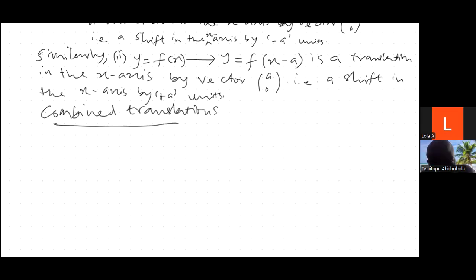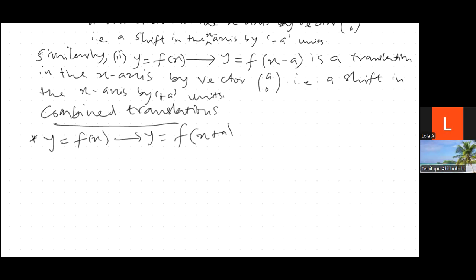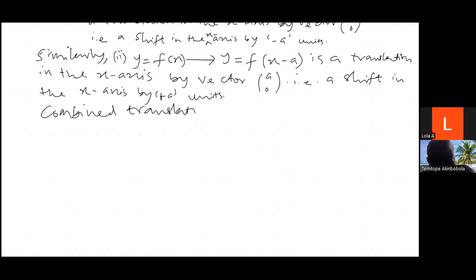The first one, y equals f of x, transforms to y equals f of x plus a plus b. Do you see that now? f of x plus a plus b. Oh, no. Don't let me go to combined translation yet. Let me discuss vertical translation so that combined translation will make sense to you.